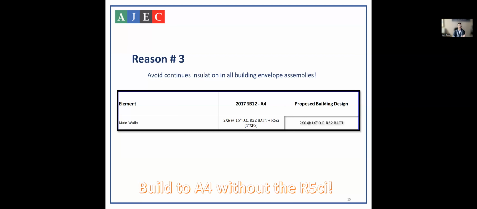So how do I comply with these seven rules? I can put in an air source heat pump and I can get rid of the R5 continuous insulation. That's pretty much the trick right now.